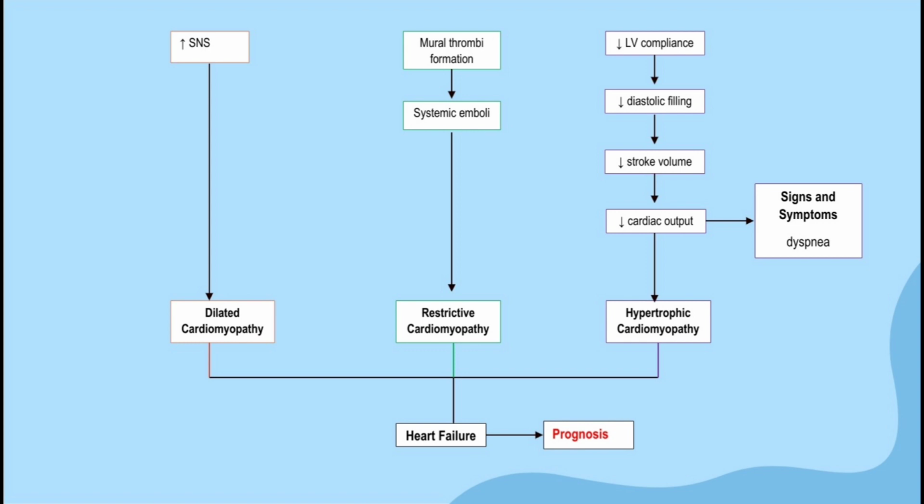So if there is mural thrombi formation, there is a possibility that systemic emboli may occur. Systemic emboli are emboli which travel through the systemic arterial circulatory system, and the vast majority of these arise within the heart secondary to atrial fibrillation, or altered flow or thrombus formation over an area of myocardial infarction, which is the altered wall. So systemic emboli can lead to restrictive cardiomyopathy, in which it can lead to heart failure.